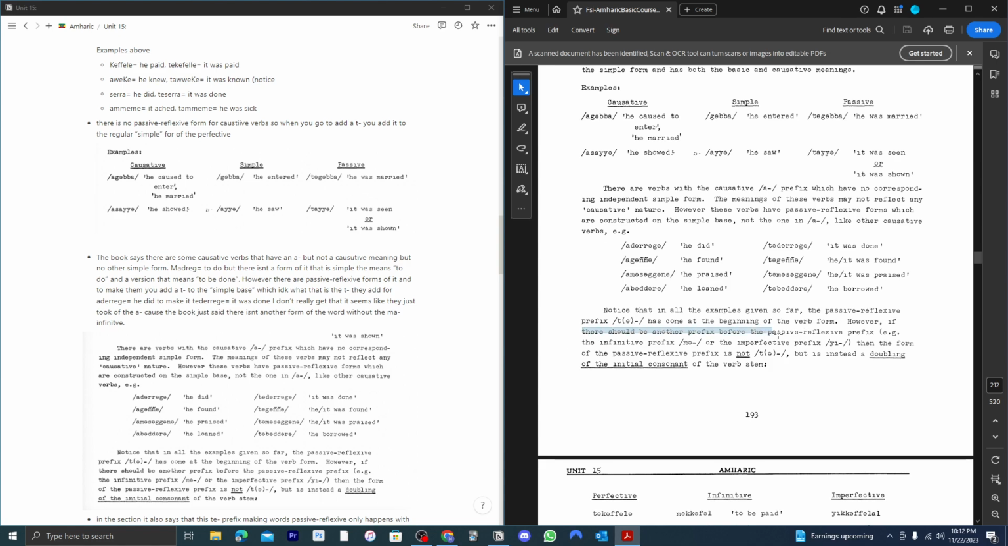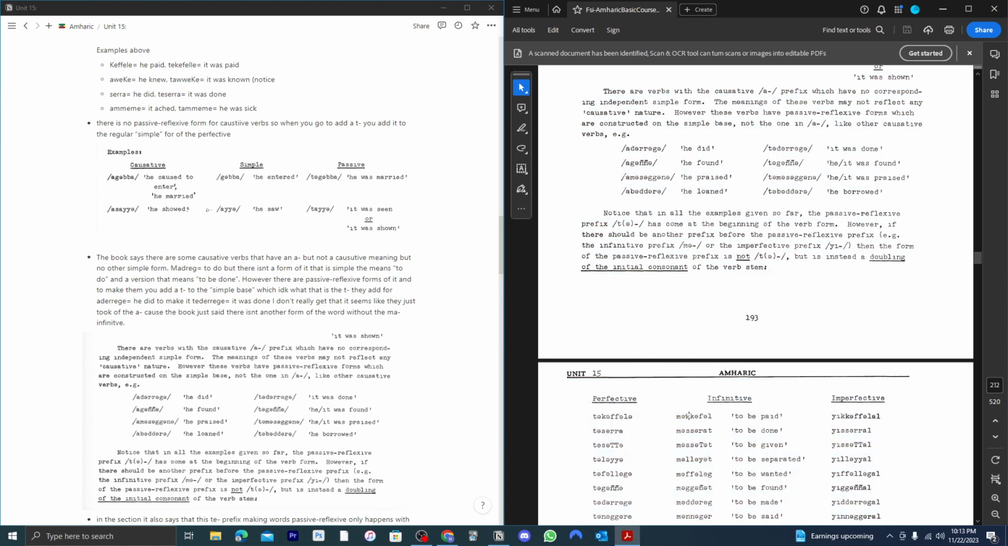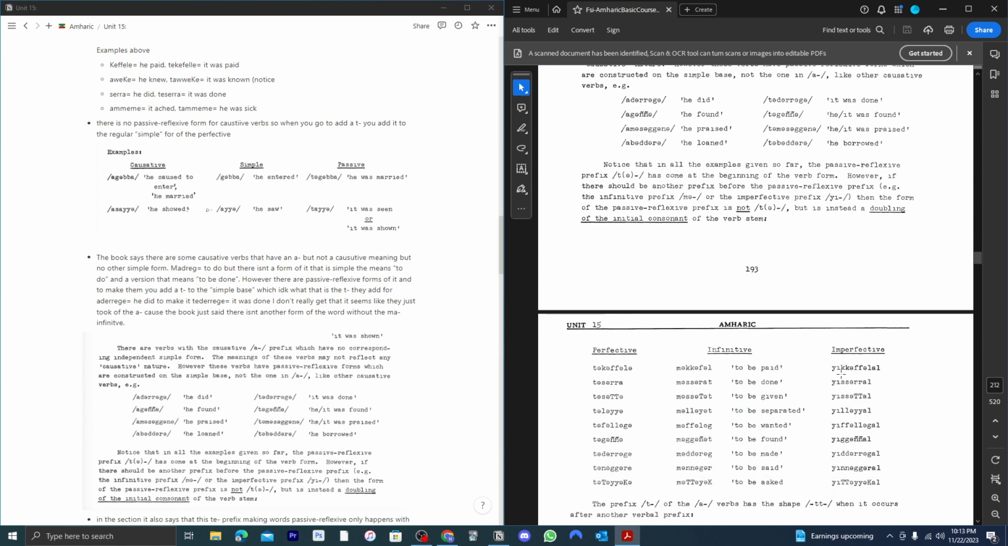However, if there should be another prefix before the passive reflexive verb, including me of the infinitive form, and then of course the imperfective prefix of ye, then the passive reflexive form is not with a te, but it's a doubling of the initial consonant. So mekfel usually has one K, but it becomes mekefel, to be paid. Yekefilal is he will be paid, or it will be paid in the imperfective, as opposed to yekefalal, which is he will pay.